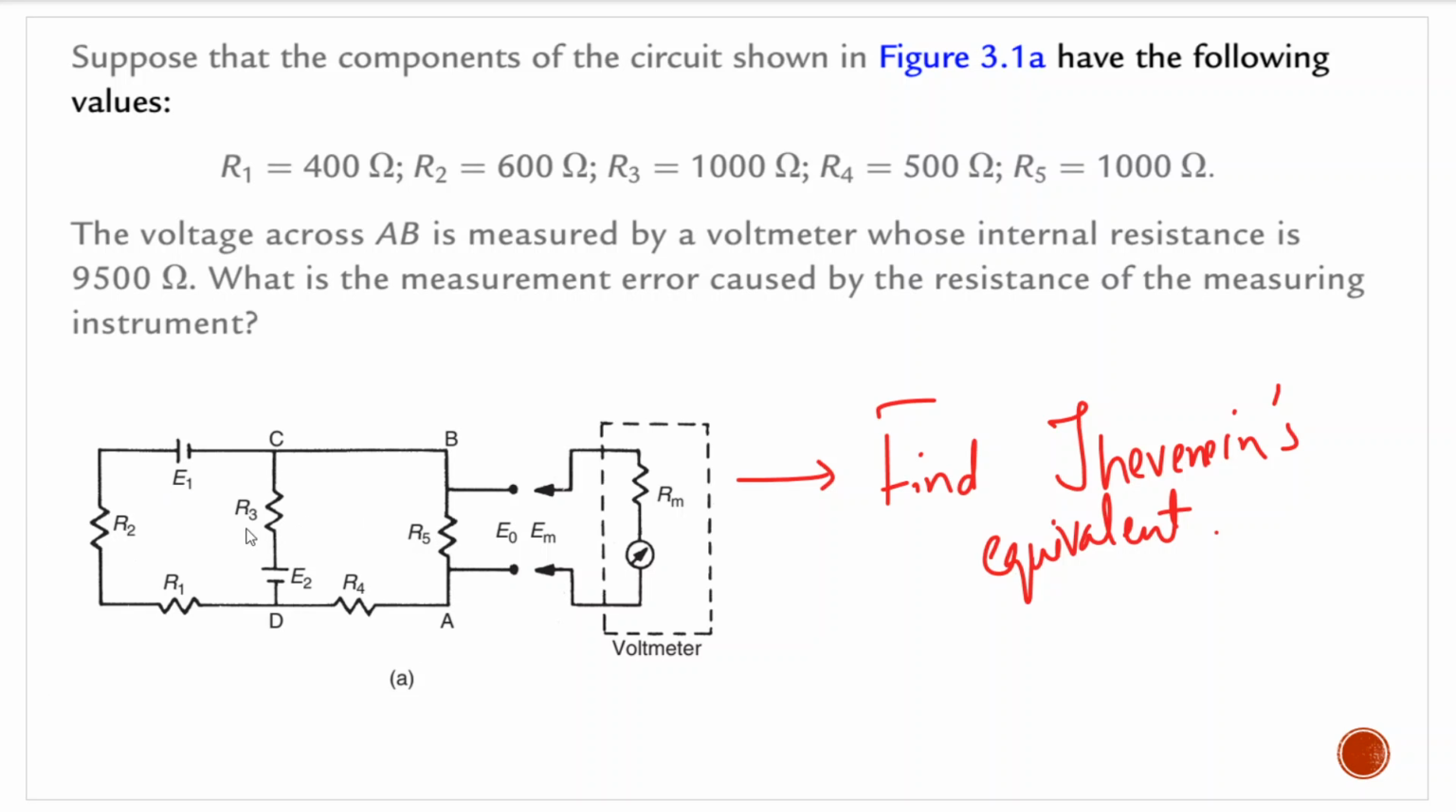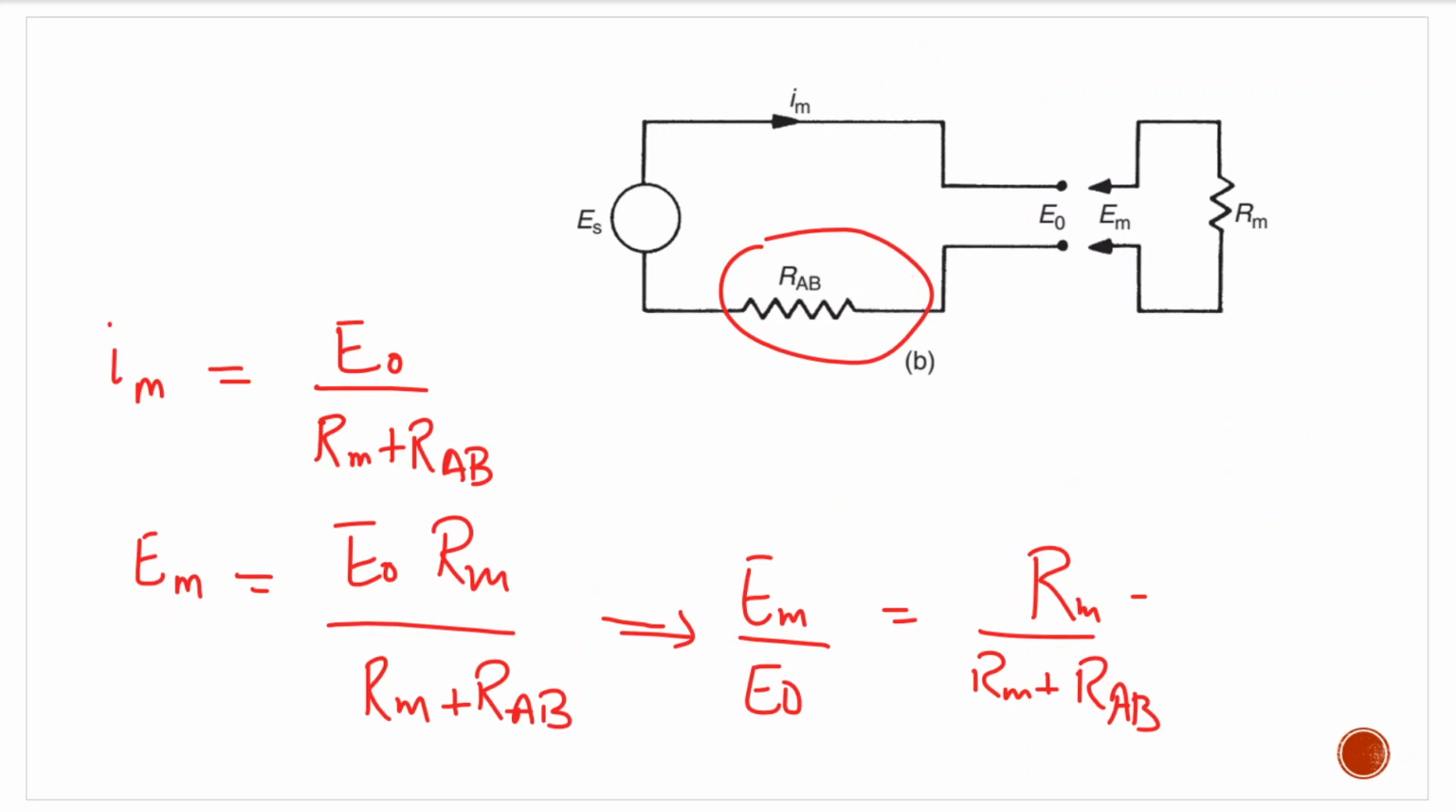ये आपका सर्किट है, इसमें डिफरेंट रेजिस्टेंसेस दी हुई है. There is a voltmeter connected across AB. That's actually measuring the voltage across AB, but you need to find out the measurement error because of the internal resistance of this measuring instrument. तो उसके लिए पहले आपको थेवेनिन इक्विवेलेंट निकालना है. तो थेवेनिन इक्विवेलेंट reduce the circuit in this fashion.